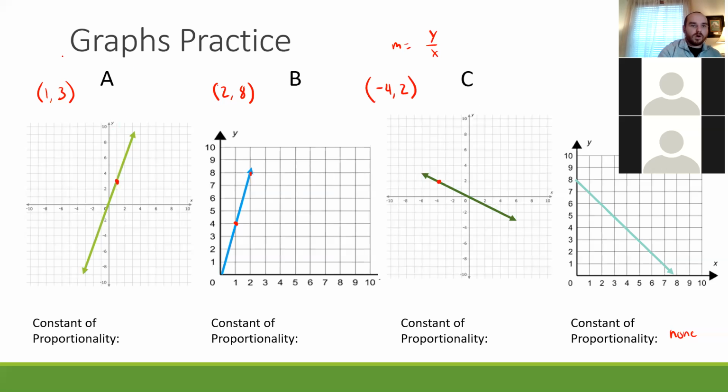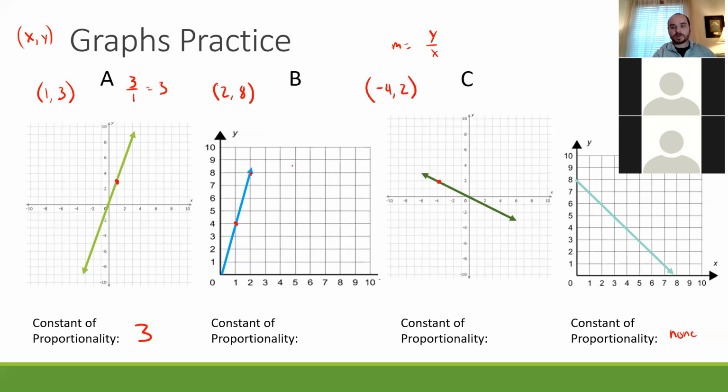Okay, so hopefully you all remember that points are written x comma y. So the y value of the point is written second. And we're doing y divided by x. So in this case, we have 3 divided by 1, which is just 3. So the constant of proportionality for our first graph is 3. That is also equal to the slope. You'll notice that it's a positive number, and our slope is positive.